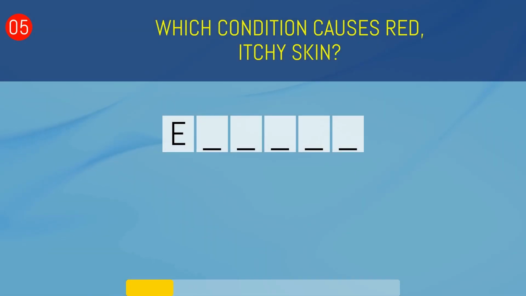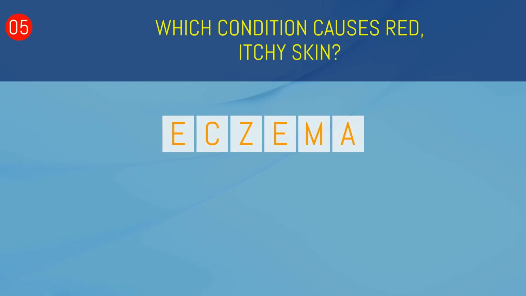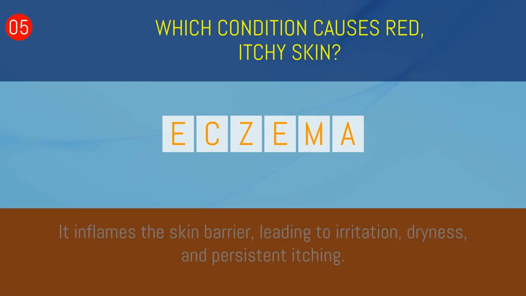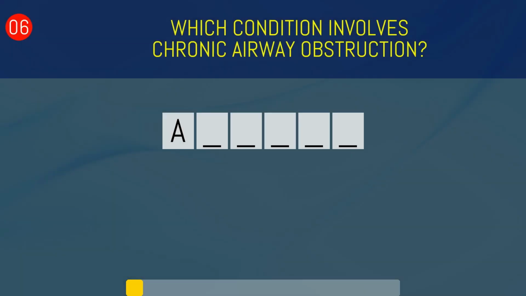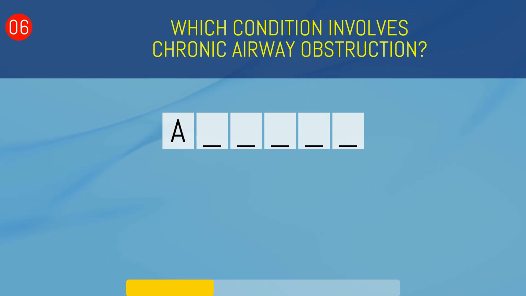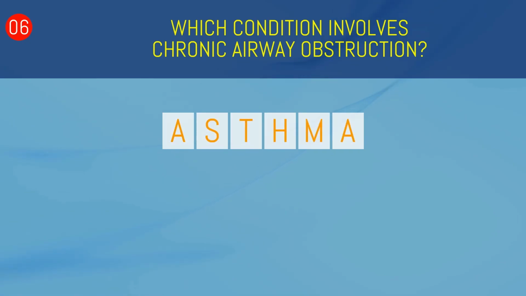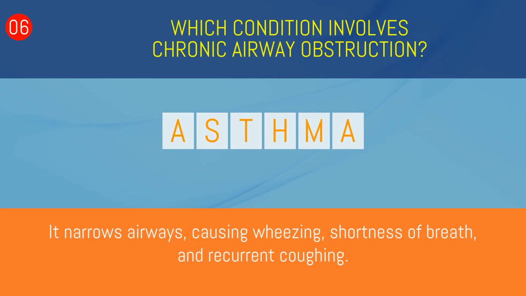Which condition causes red, itchy skin? Eczema. It inflames the skin barrier, leading to irritation, dryness, and persistent itching. Which condition involves chronic airway obstruction? Asthma. It narrows airways, causing wheezing, shortness of breath, and recurrent coughing.